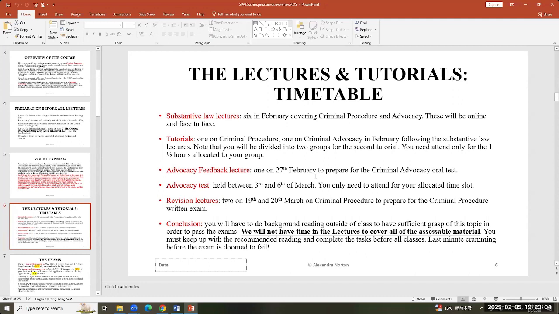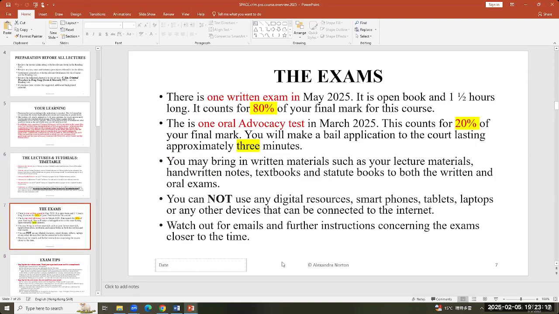And then we have 2 revision lectures towards the end of March to prepare for the written exam, which I believe is sometime in May. Okay, so keep up as we go through the course. Your written exam in May, it's open book. It's only an hour and a half. So time is tight, which means that you have to come into it fully prepared, not relying on your notes.